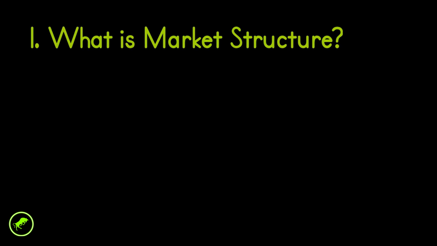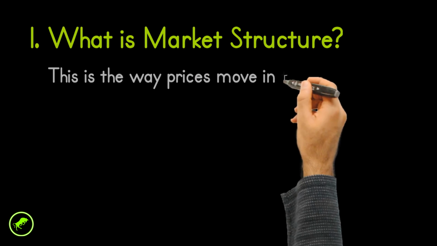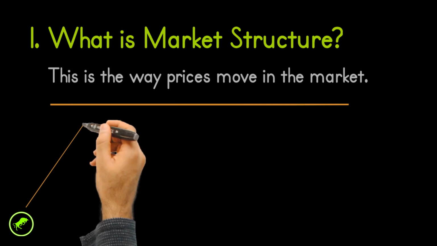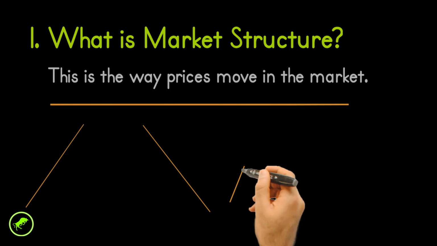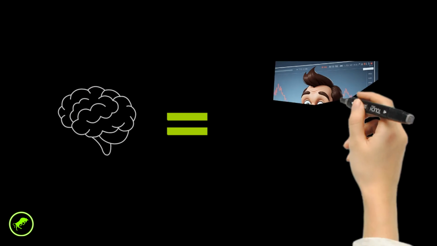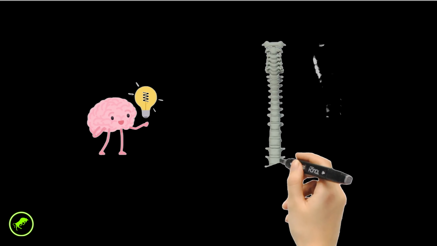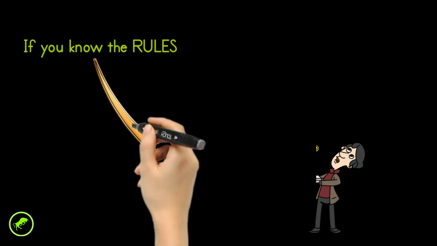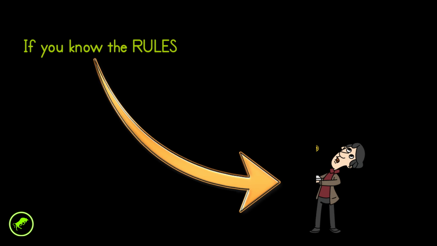What is market structure? At its core, market structure is the way prices move in the market. Prices never move in a straight line. They go up, they go down, and sometimes they move sideways. Understanding this movement is essential to becoming a successful trader. Think of market structure as the backbone of how the market works. It's like understanding the rules of the game. Once you know the rules, you can start planning your strategy.